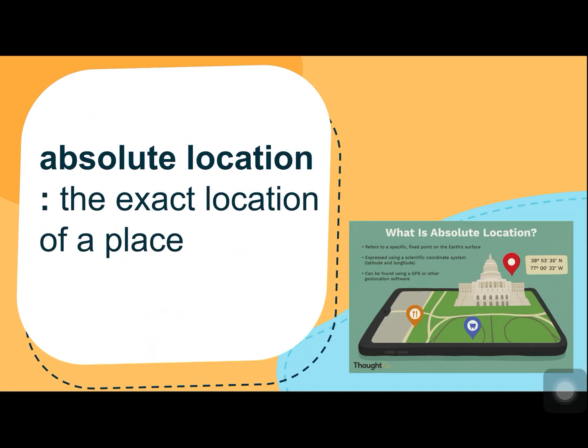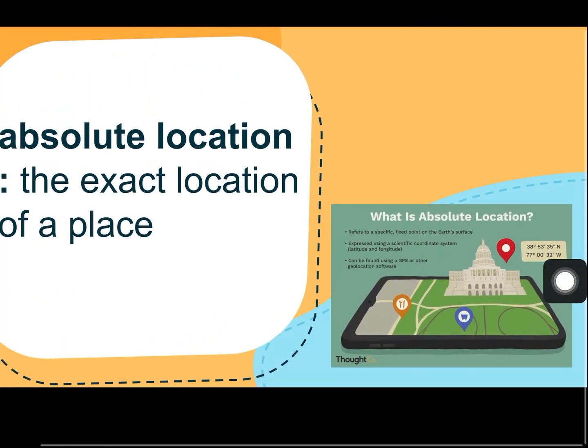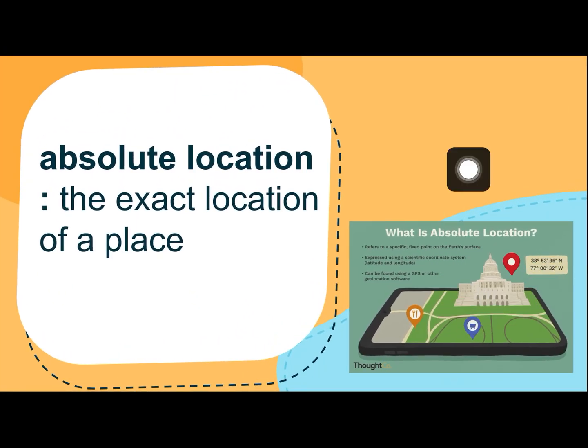Our next words, say absolute location. Good. This is the exact location of a place. So absolute location is the specific point on Earth's surface where we can find a place. So for example, when you put your exact address in, we're also going to talk about coordinates, which looks something like this right here. Think to yourself, have you ever seen coordinates before? That is something we are going to be working on this week as well.